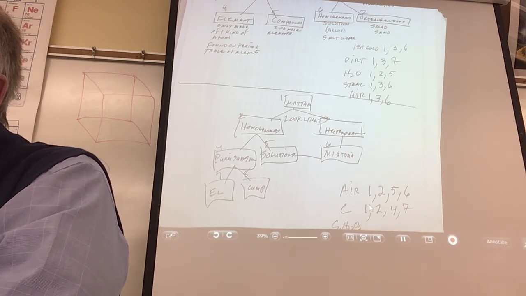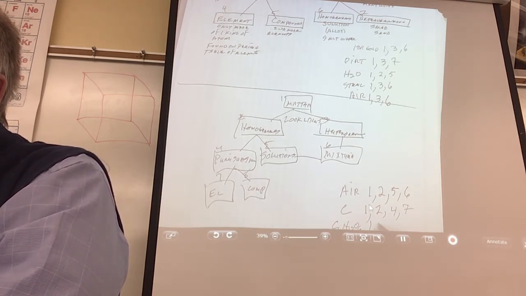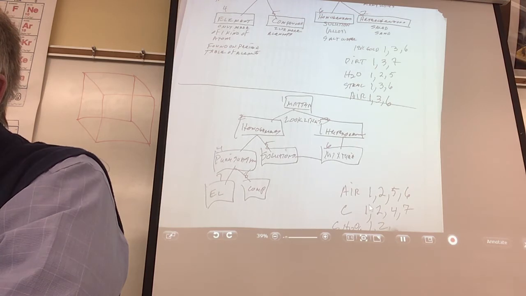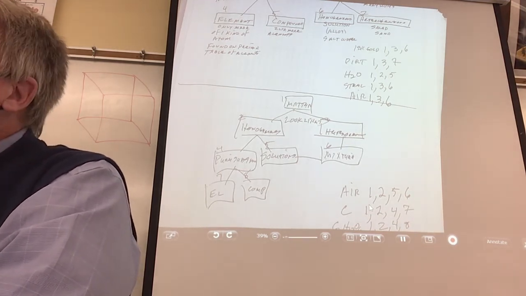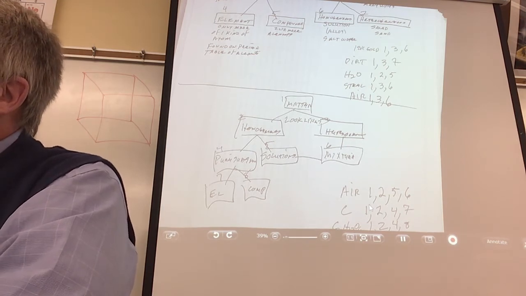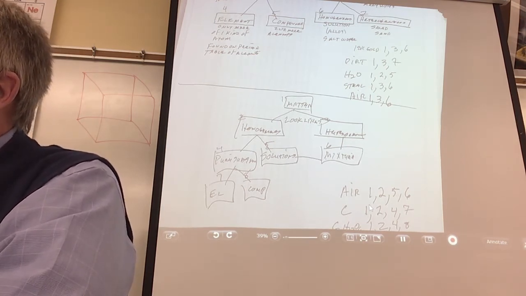C6H12O6. 1, 1, 2, 5. 4, 8. 8. All right, what do you think? You see how it's not just knowing the words, it's knowing how to compare and contrast the words? That makes sense to you?